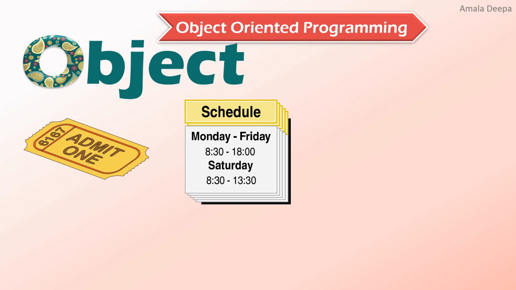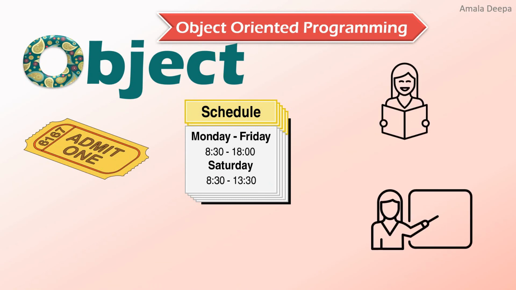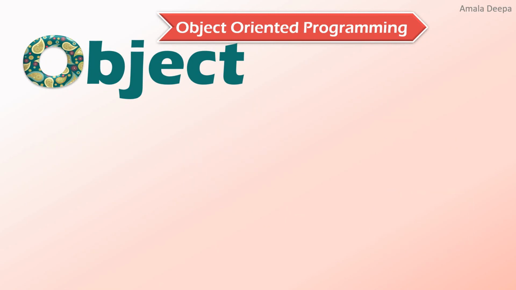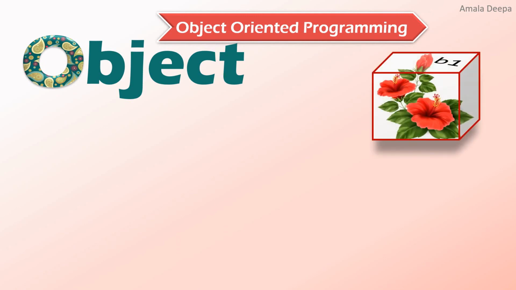Suppose you are developing a software for your school, then a student or a teacher could be an object. Therefore, an object is anything that you want to store and process data about. Another name for an object is an entity. Consider a box as an object. I define variables L1, B1 and H1 to represent the length, breadth and height of this box. My intention is to find the volume of this box.